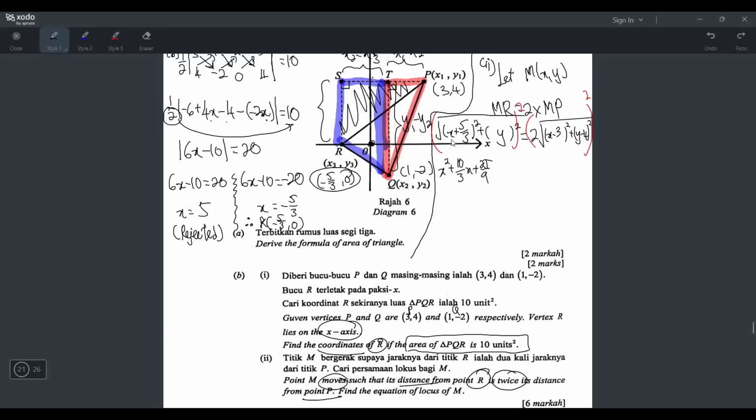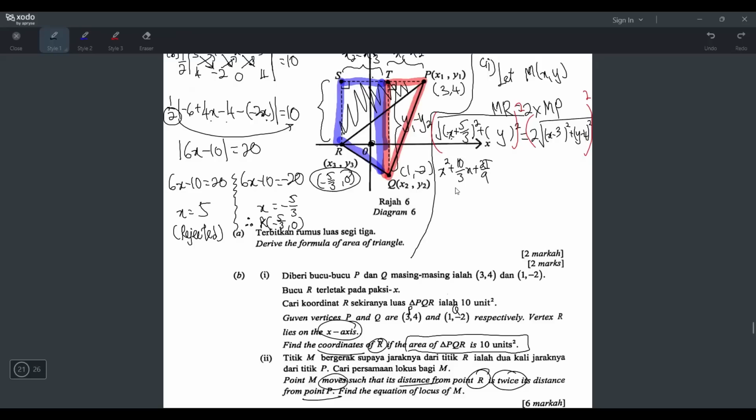Okay, let me explain a bit. How you get this is you take x square and then x times 5/3 times 2, because that's how you expand. When you take x plus 5/3 squared, it means you have to take x square and then x times 5/3 times 2. And then only you take 5/3 squared like this. Okay, that's why you end up with this.